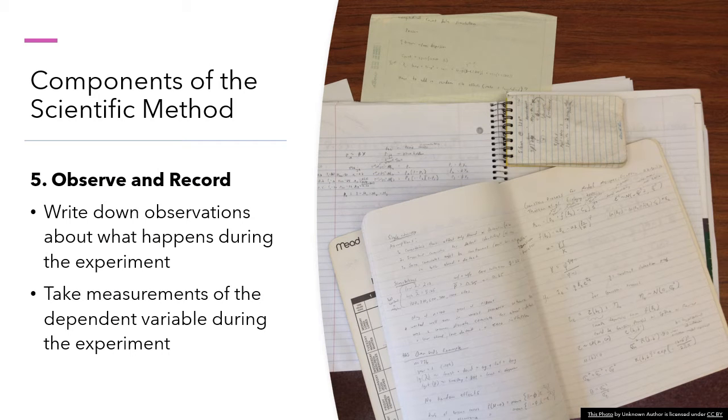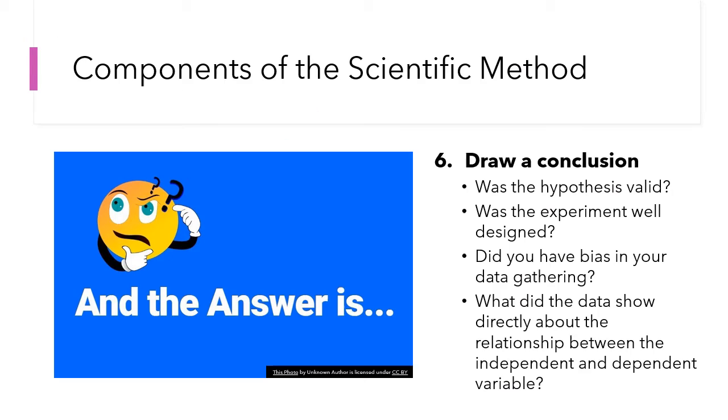So now, observing and recording, the next component of the scientific method. Make sure you're writing down observations. Make sure you're writing about what happens during the experiments. Take measurements of the dependent variable during the experiment. Make sure you're actually analyzing what's happening. If you just wait to see what happens at the very end, if you're not taking notes along the way, you're going to be in trouble. So we want to make sure we're doing a good job note-taking, documenting what's happening in an experiment.